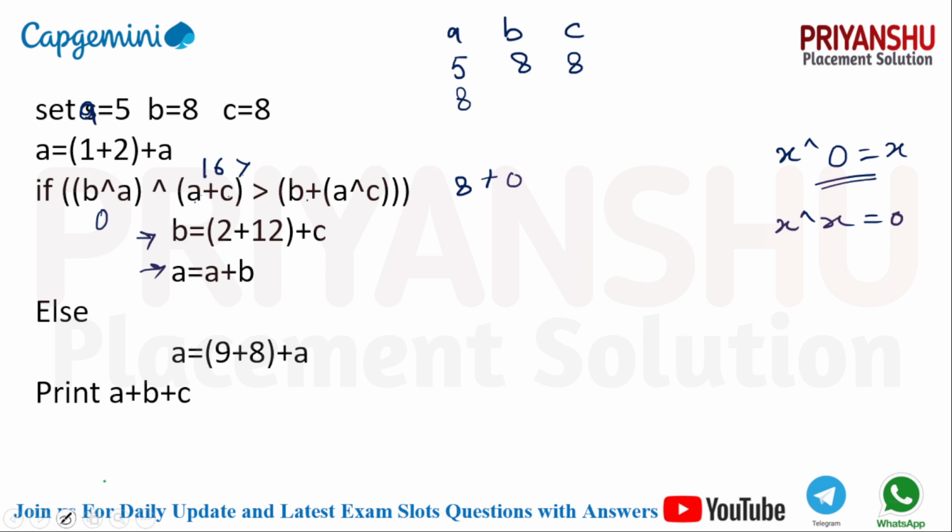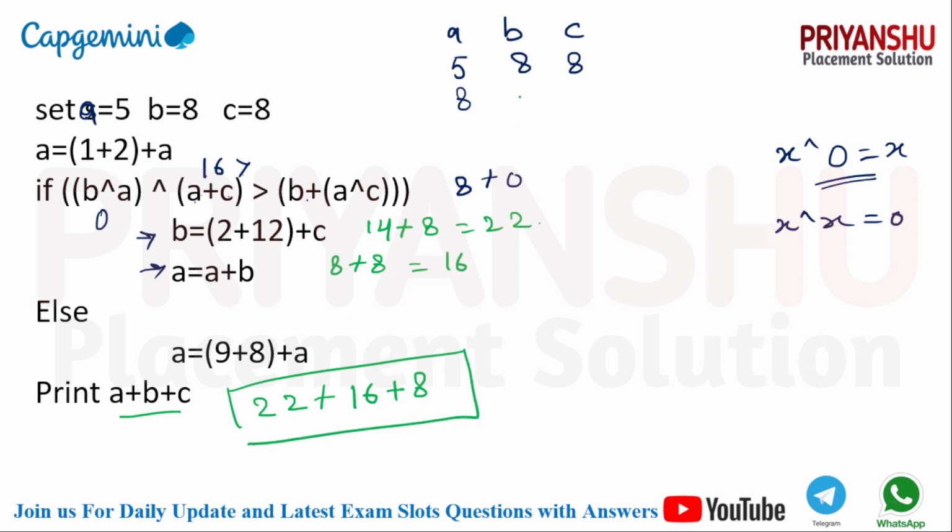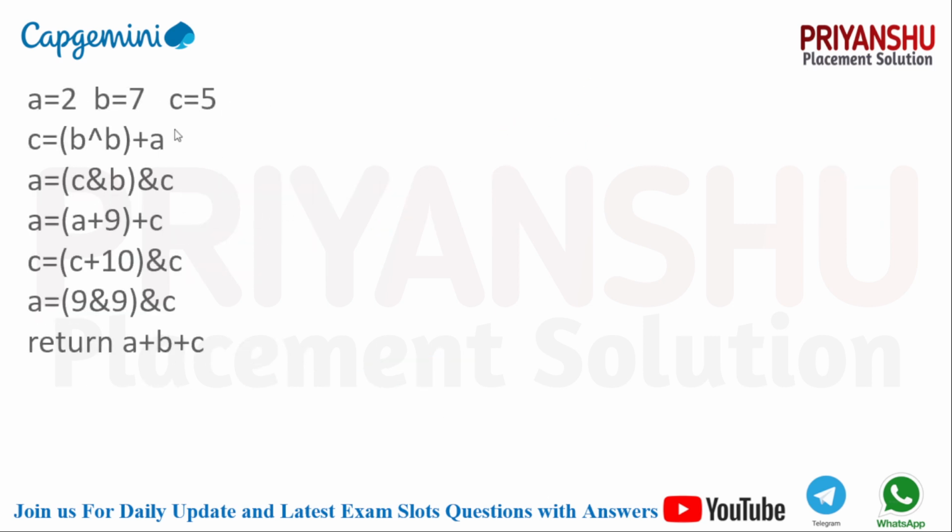Let's see. So for this, b equal to 2 plus 12, 14. 14 plus c, c is nothing but 8. Clear? And here a equal to a plus b, a plus b means 8 plus 8, so this one is 16 and 8, so 22. You need to add all three, it means 22 plus 16 plus the value of c is 8. Clear? The value of b is 22 and a is 16 and c is 8. Okay, 16, 22 and 8. Clear? Let's move to the next question.